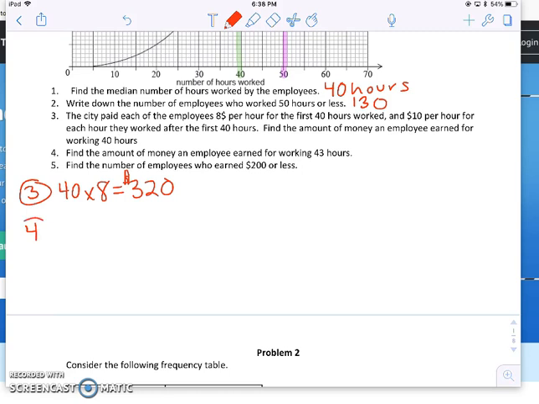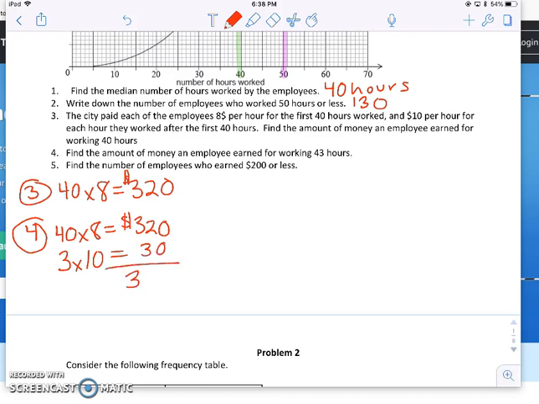This number 4, find the amount of money an employee earned for working 43 hours. Well, 40 times 8, so that's 320. But then they worked an additional 3 hours for $10 an hour. So an additional $30. So they earned $350.